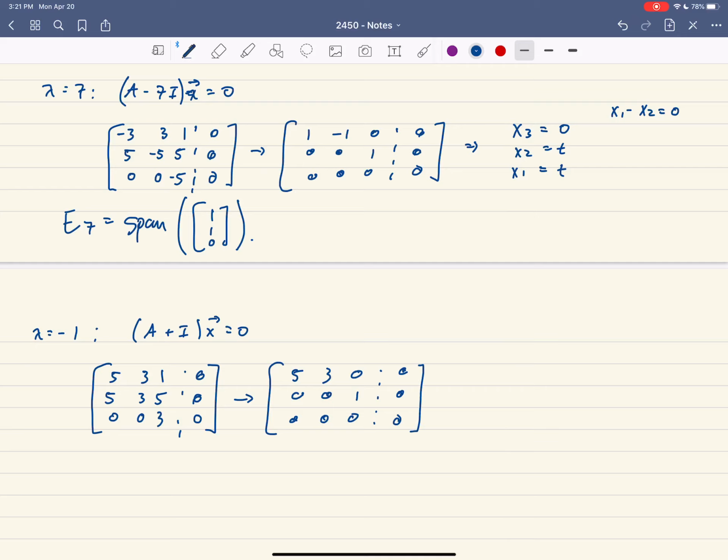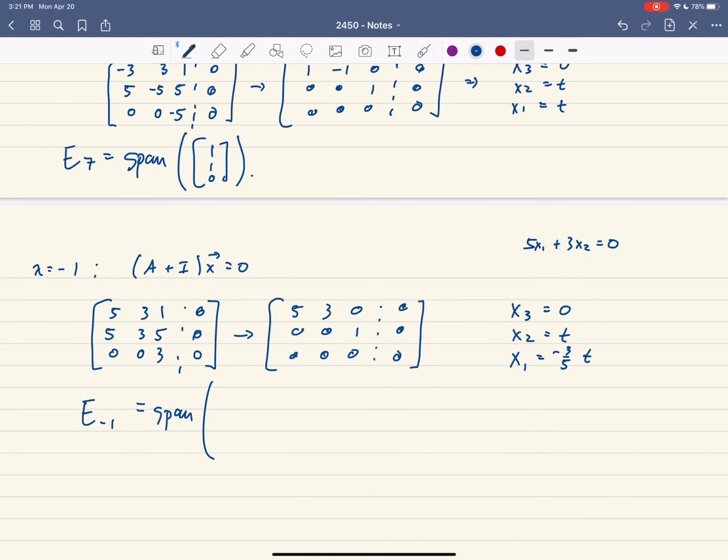Okay. And if we want to parameterize this, again, we get that x3 is 0. If I call x2 t, then x1 is going to be negative 3/5 t, because I know that 5x1 plus 3x2 is 0. So x1 will be negative 3/5 x2. And so I could write that E minus 1, the eigenspace corresponding to the eigenvalue minus 1, is going to be the span of the vector, and this x3, by the way, should be an x1. I apologize. So x1 is negative 3/5 t.